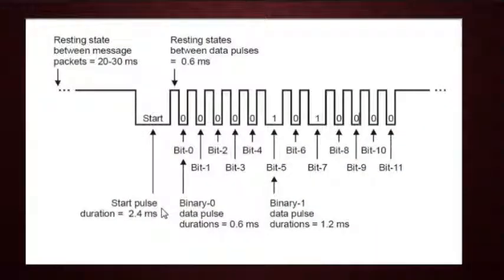Now this is the figure of a signal sent by an IR remote control and as received by the receiver. This is an electrical signal with high and low states. The resting state between message packets is 20 to 30 milliseconds, as I said earlier, and then the message starts here with a 2.4 millisecond start pulse, and then there is a resting state of 0.6 milliseconds between every pulse. Bit 0 is 0.6 milliseconds and bit 1 is 1.2 milliseconds.